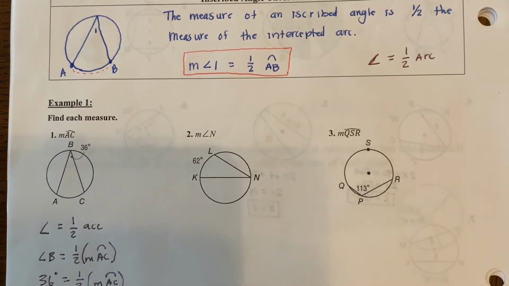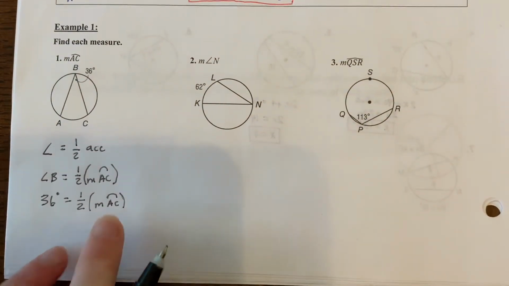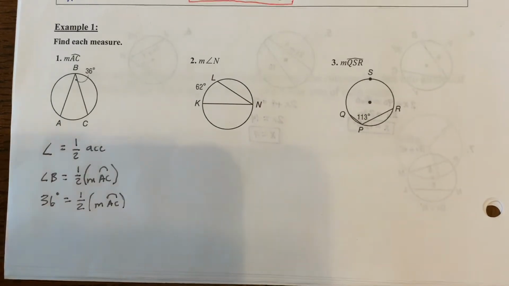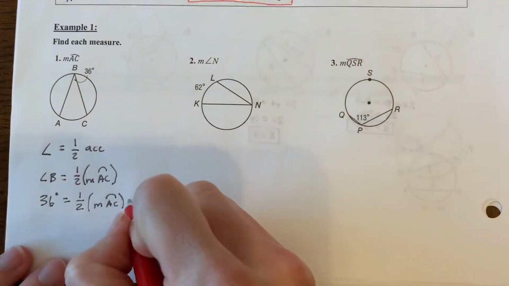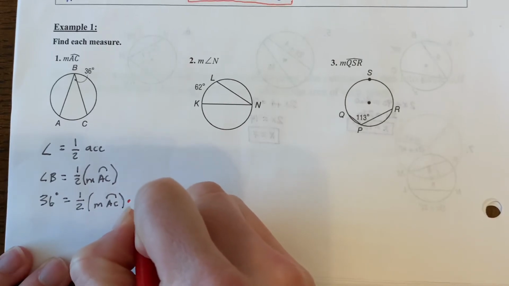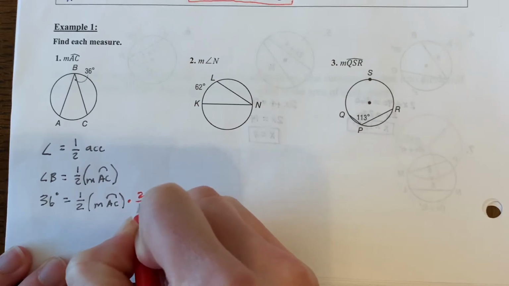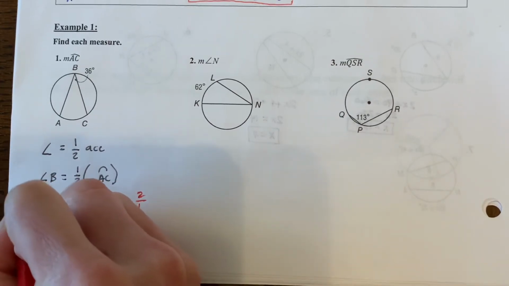I'm going to solve this equation for the arc. Notice I'm multiplying by 1/2. The opposite would be to divide both sides by 1/2. Remember, dividing by 1/2 is the same as multiplying by the reciprocal. So the reciprocal of 1/2 is 2/1. So I'm going to multiply both sides of my equation by 2/1.